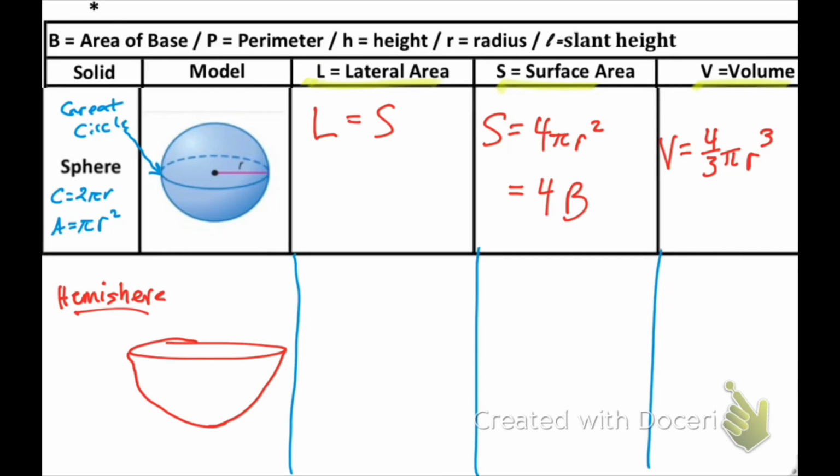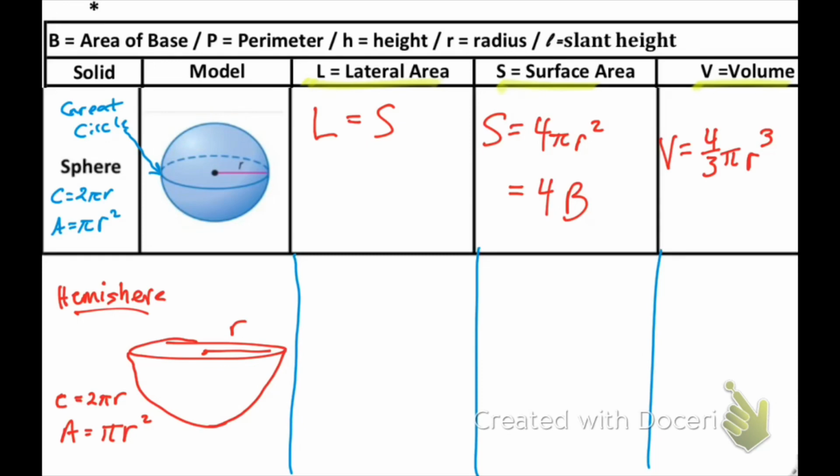Now let's go and look at the hemisphere. We still have our radius. We still have the great circle right there. So we can still calculate the area and circumference: 2 pi r. Area of the base, which is the great circle, is pi times radius squared. That doesn't change, but notice that everything now is just cut in half, really.